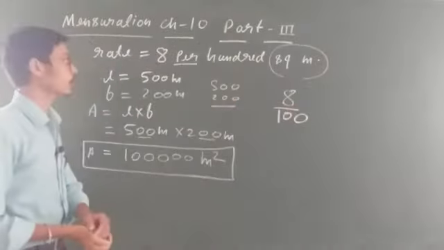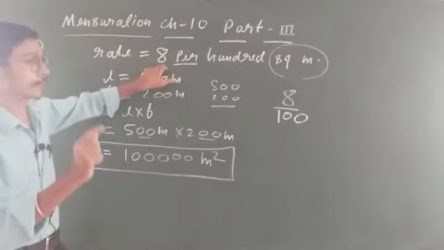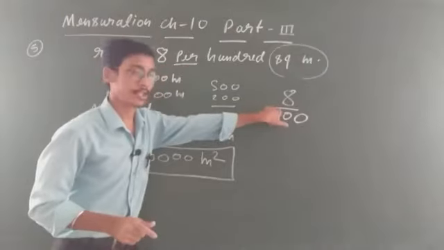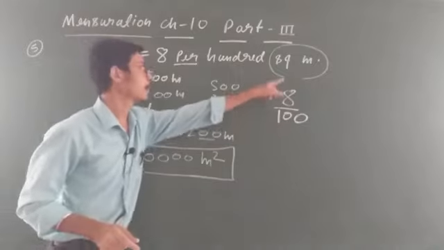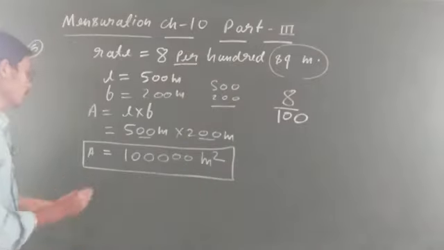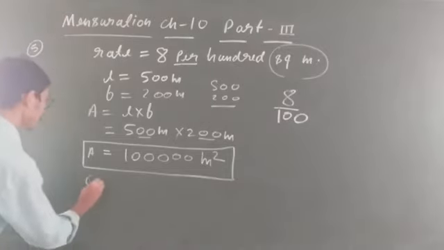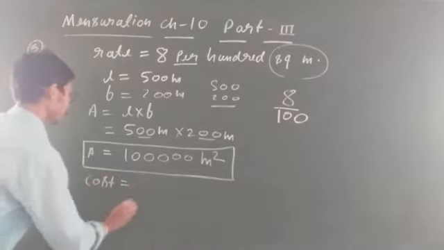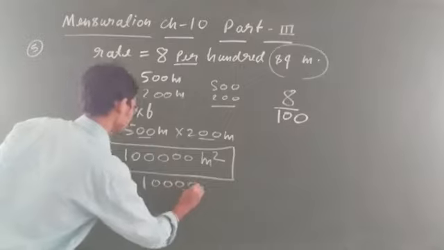Clear? Again I am going to explain. 8 is given, the cost is given 8. Per is given, so per means divide. 100 is given, 100 square meter. The square meter, it is coming as square meter. What you will do? Cost you will find out. The cost you will write down. This one you will write down. Clear?